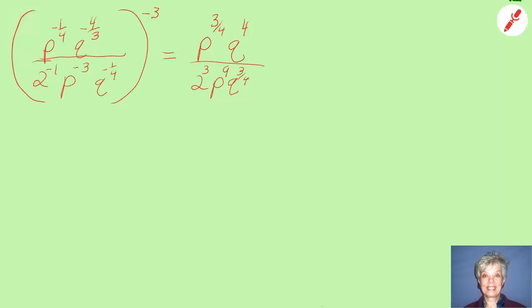Now, this is what I'm going to do. I'm going to use the quotient rule. So since I have P to the 3/4 in the numerator and P to the ninth power in the denominator, in the numerator I'm going to write P to the 3/4 minus 9 power.